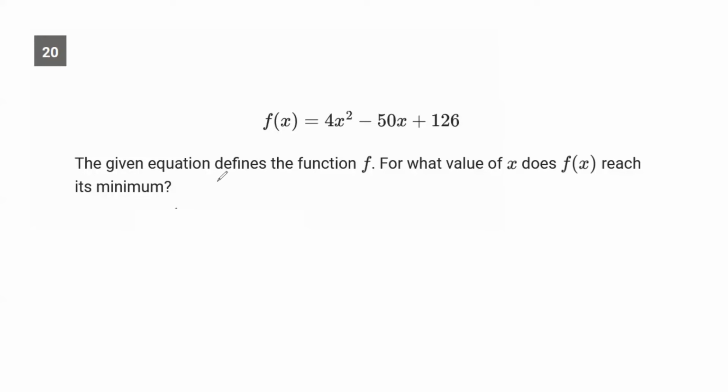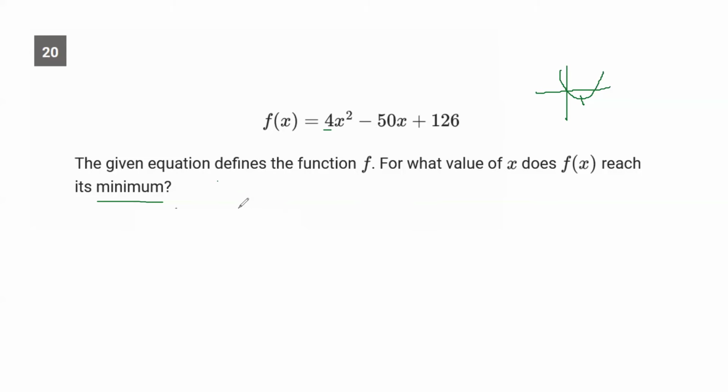So now we have 20. The given equation defines the function f. For what value of x does f of x reach its minimum? Okay, so minimum is the vertex, right? Min, max, or vertex are the vertices. It's a minimum when a is positive. It's a maximum when a is negative because it'll curve up or down. So just to draw it out for you in a second, right? This is not going to be the actual graph. I'm just sort of drawing out the idea, right? Min here. So how do you find the vertex?